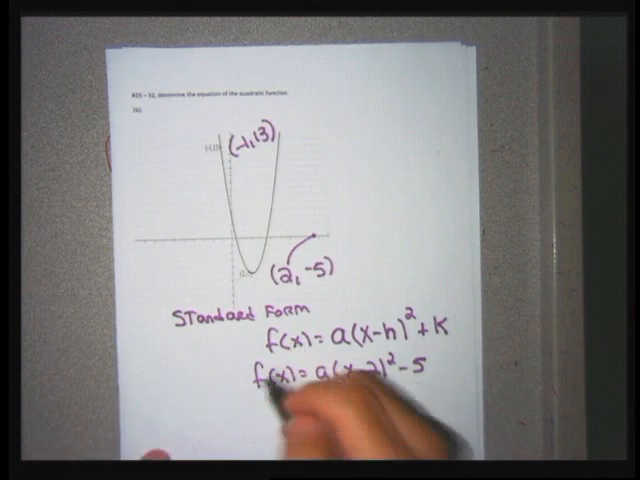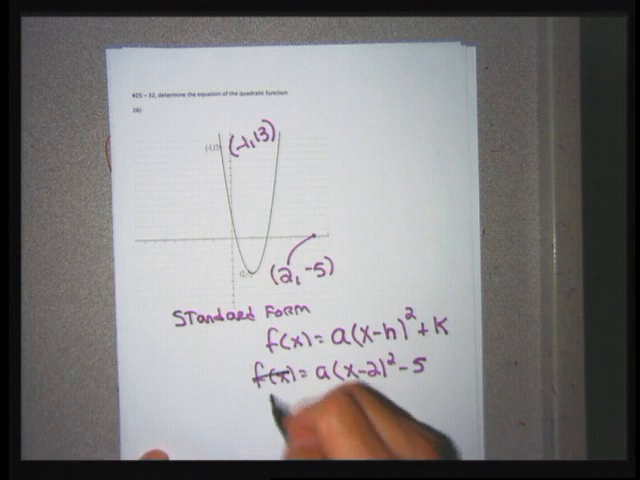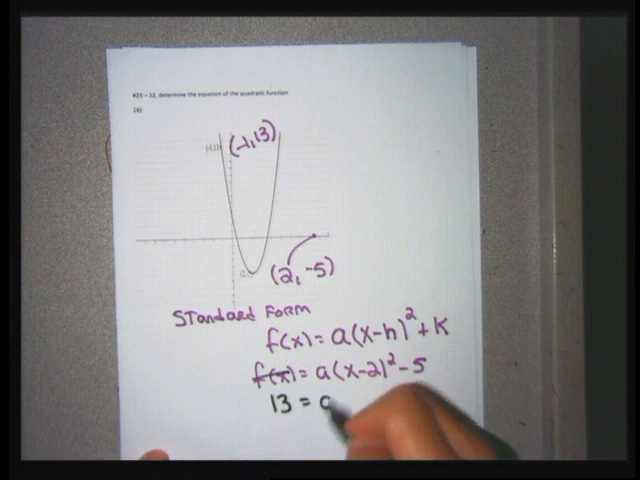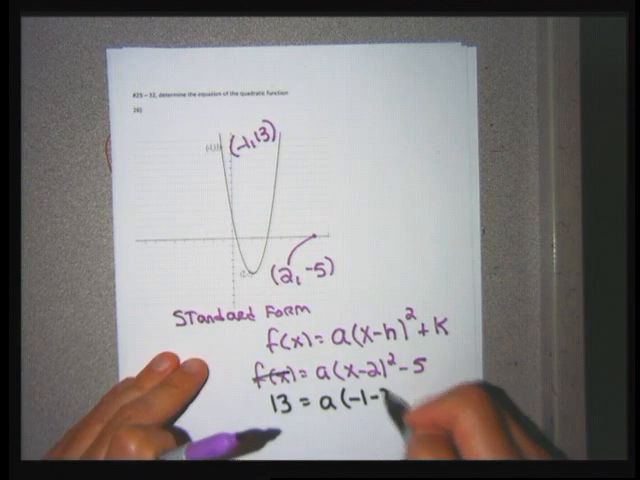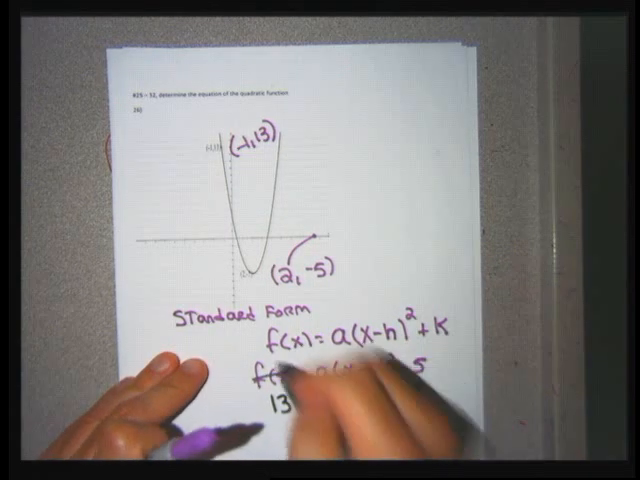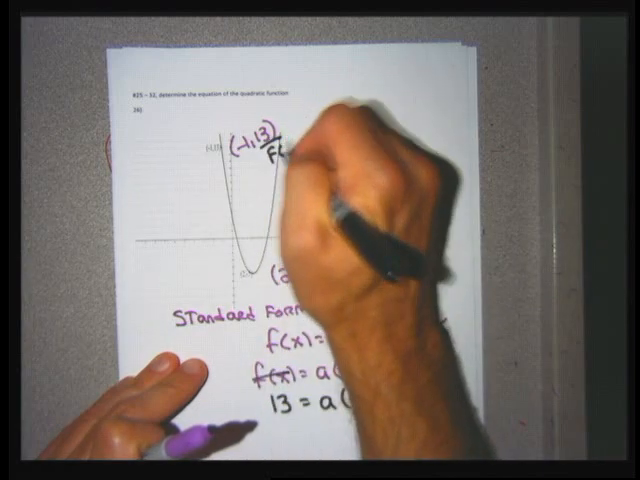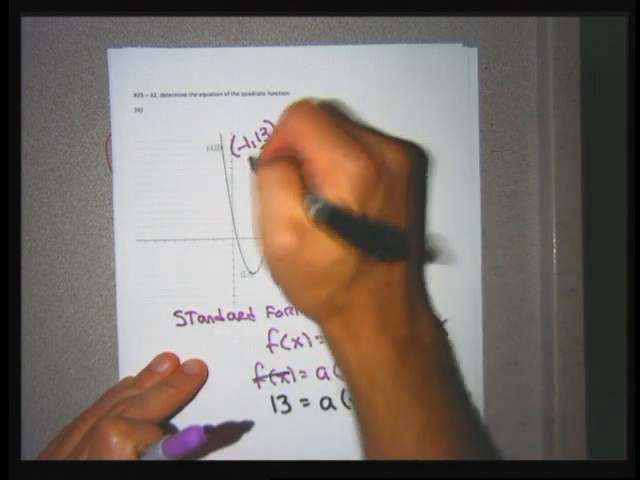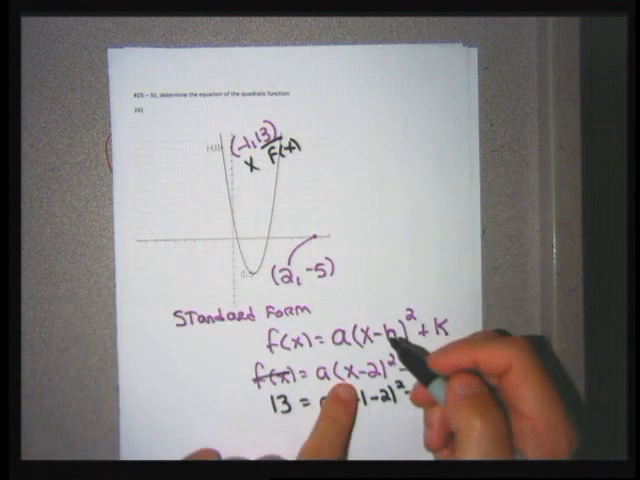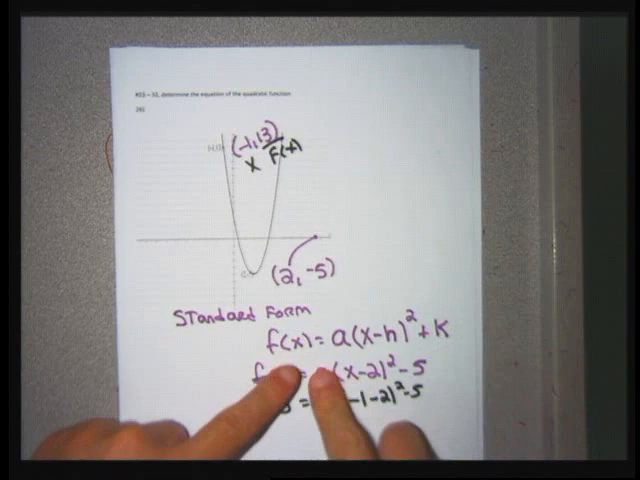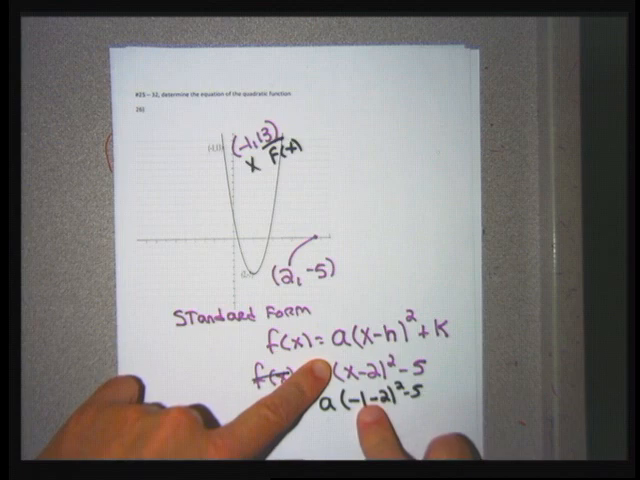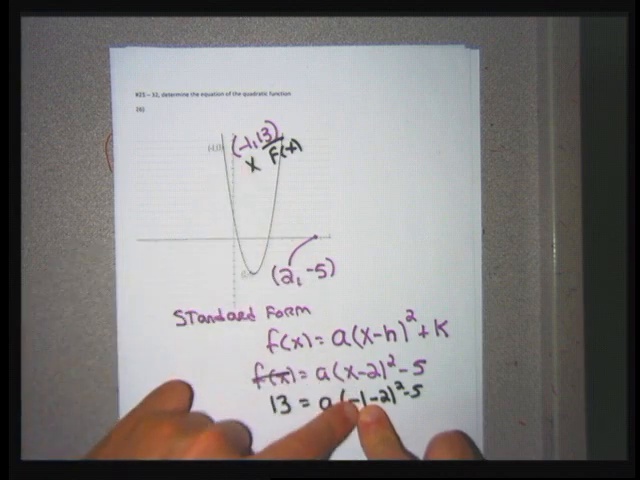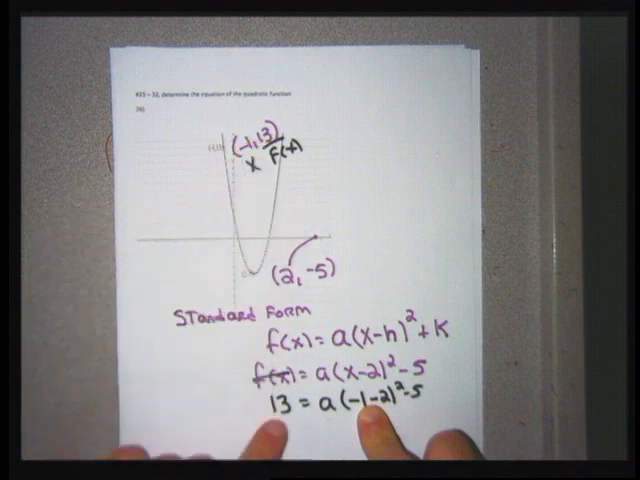To get the value for a, I take the extra point that's given and plug it into the equation. So for the f of x, I'm going to take the y-coordinate of the extra point that's given. And for the x, I'm going to plug in the x-coordinate of the extra point that's given. So this equation without the a is a parabola that has a vertex at (2, negative 5). I take the extra point that's given, its x-coordinate of negative 1, plug it in for the x, its y-coordinate of 13, replace it with the f of x.